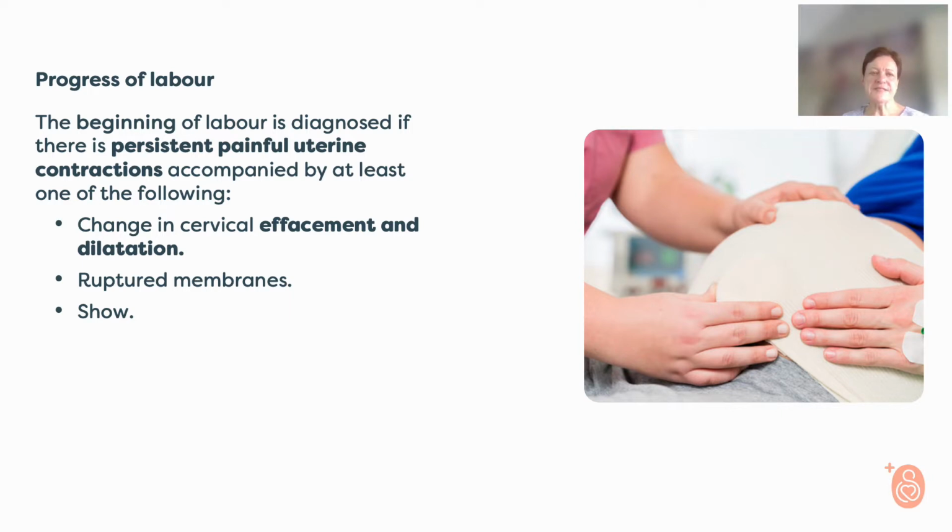The word persistent is very important because we know that at the end of pregnancy, the Braxton Hicks contractions become painful and are often confused with proper contractions, and the patient then goes in what we call false labor, because usually the contractions start and then they disappear again. But when they are persistent, when they continue, when they become more rhythmic and regular, together with one of these signs, we say that the patient is in labor.